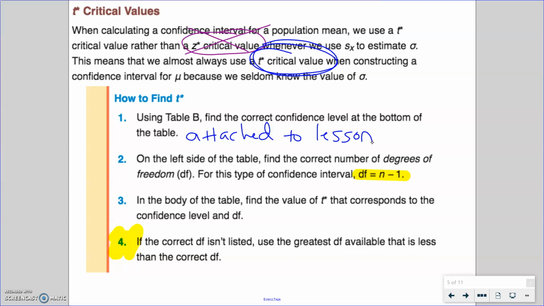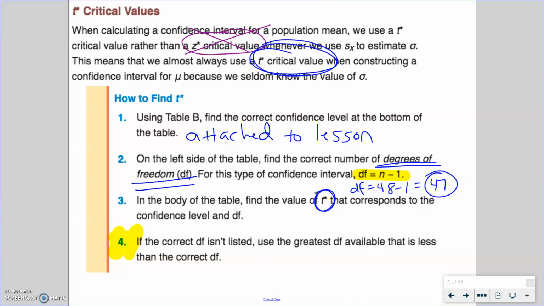On the left side of the table, find the correct number of degrees of freedom. Basically, all that is your sample size minus 1. So let's say our sample size is 48 students. I'd say 48 minus 1, and my degrees of freedom are 47. I'll show you what that looks like on the table in just a second. In the body of the table, find the t critical value that corresponds to the confidence level and the degrees of freedom we just calculated.